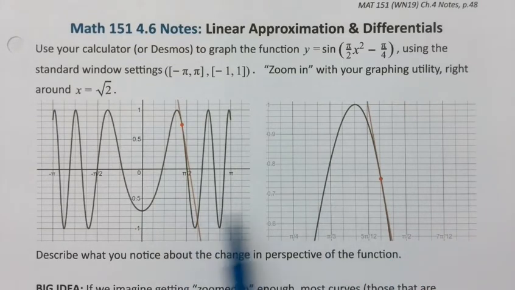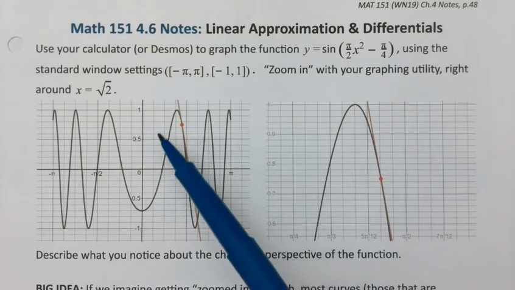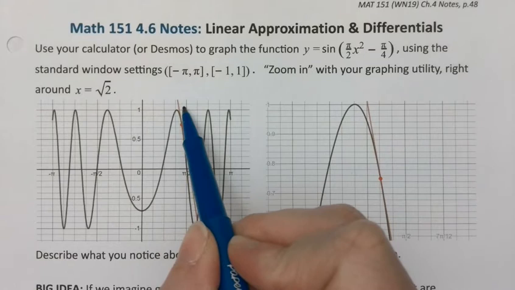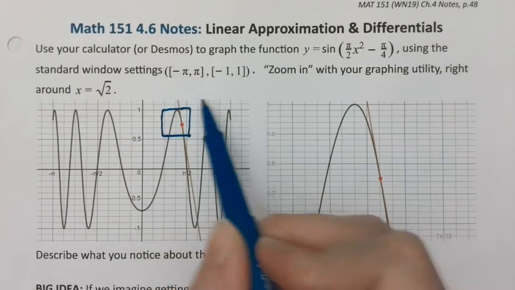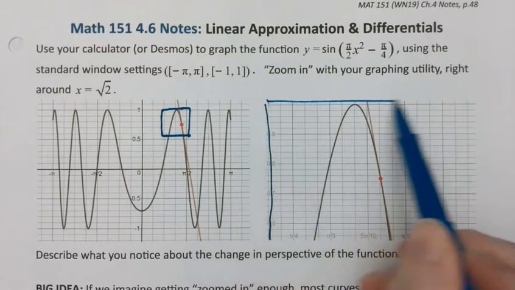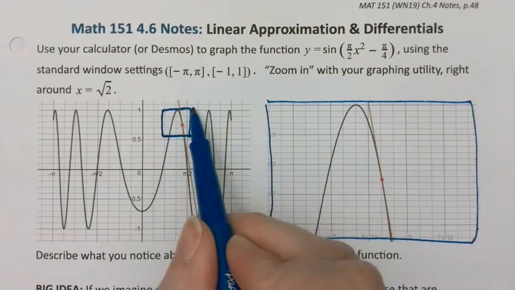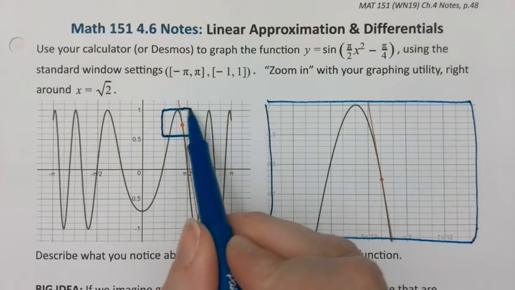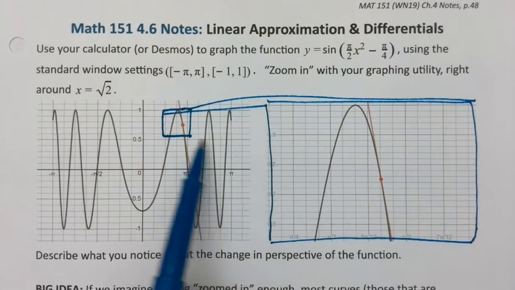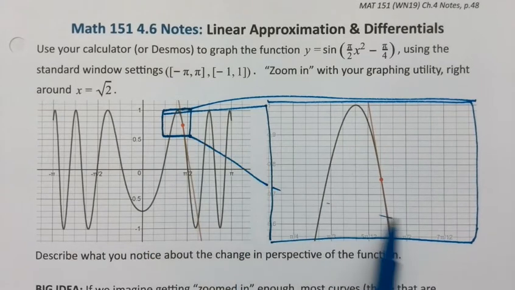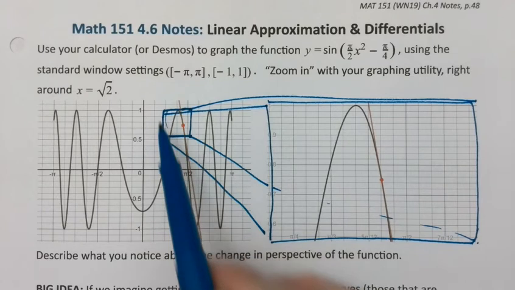Alright, so we have these two graphs, and this graph is actually a piece of this graph. If you look at this much of this graph, that is what this graph is. It's like we're zooming in. This bit goes here, this bit goes here, and that bit goes there and there. So we're zooming in on that piece of it.